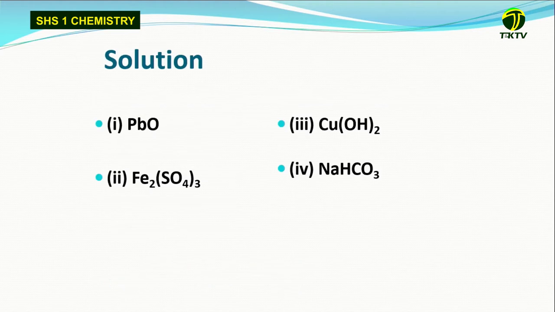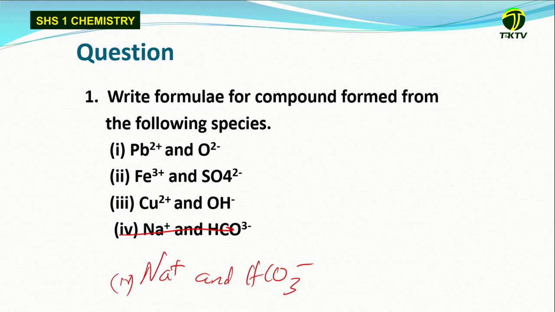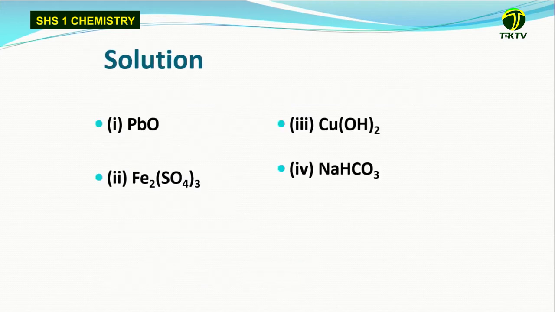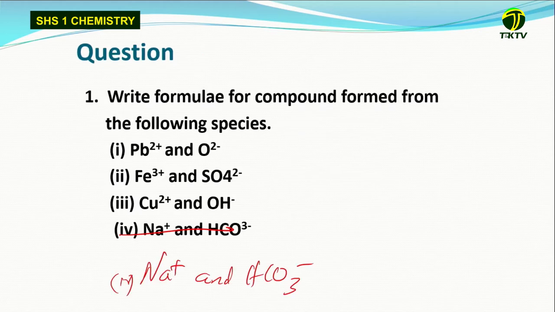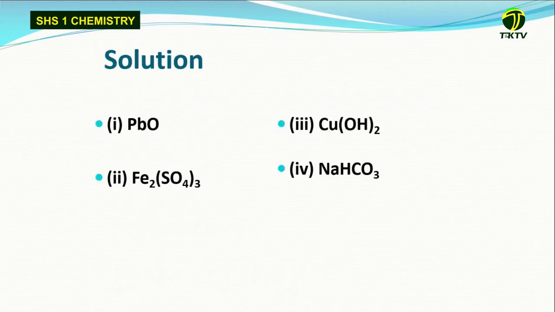So you see, we have PbO. If we go, we see that Pb2+ and O2-, and therefore we don't write, so we have PbO. For II, Fe was 3+, SO4 2-. So you see that when you interchange, you obtain Fe2(SO4)3.